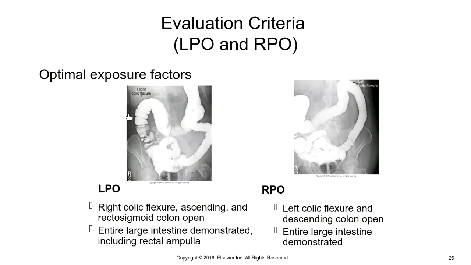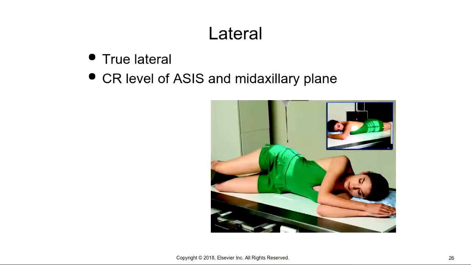Like I said, it opens the side that's up. So this is your LPO and it opens the right hepatic flexure. This is your RPO and it opens the left splenic flexure. After that, we do our left lateral, and this is on page 519.